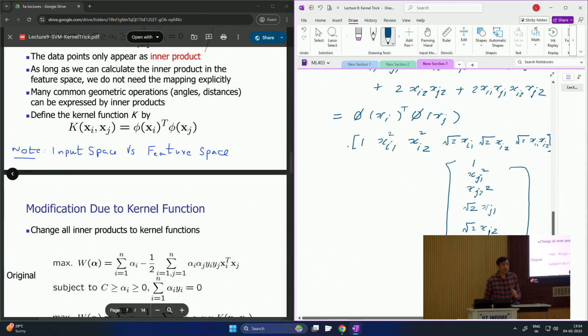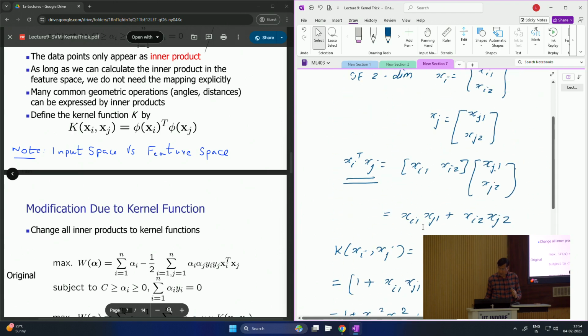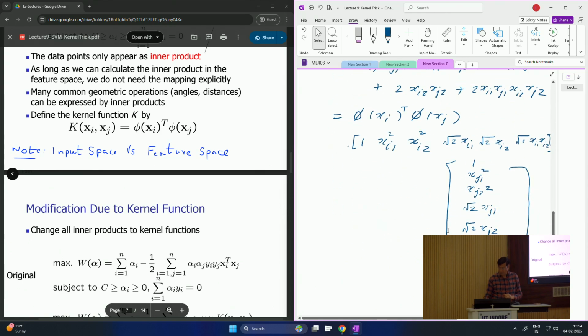Everybody with me? So now what happened? What was your space earlier? What was the dimension of your space? 2 dimension input space. You were multiplying xi1 with xj1, xi2 with xj2. Now what is the space of your phi? 6 dimensions. You have taken variants of the components. You have not just taken xi1 and xi2. You have taken xi1 square, xi2 square, xi1, xi2, and the product of xi1 xi2 and a constant.